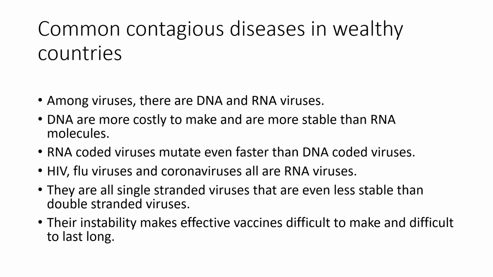HIV, flu virus, and coronavirus are all RNA viruses. They are all single-stranded viruses that are even less stable than double-stranded viruses. Their instability makes effective vaccines difficult to make and difficult to last long.